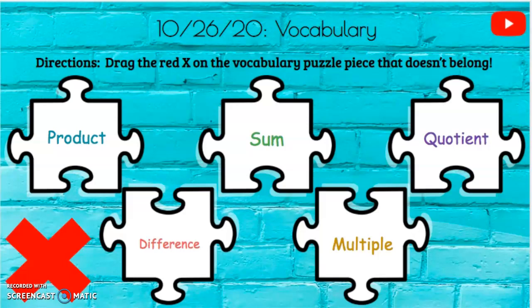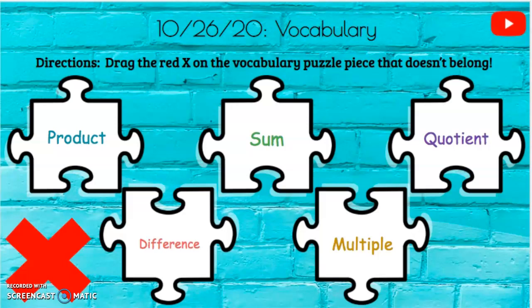October 26, 2020 vocabulary. Directions: drag the red X on the vocabulary puzzle piece that does not belong. All right, so we have product, difference, sum, multiple, and quotient. All right, so let's see which one doesn't belong.